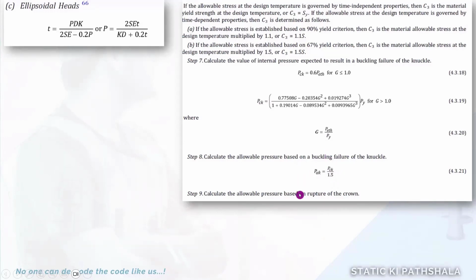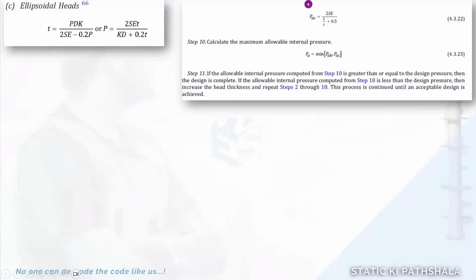Once we have calculated this, then we have to calculate the pressure based upon the rupture strength of the crown. So we have to calculate PAC, C for the crown, K for the knuckle. And after that, we are going to get the final maximum allowable internal pressure, whatever geometry and thickness we have assumed, how much maximum pressure that can sustain.